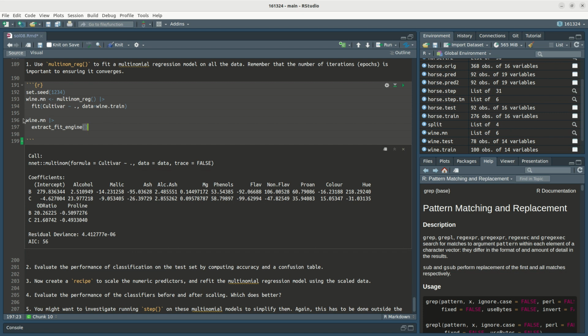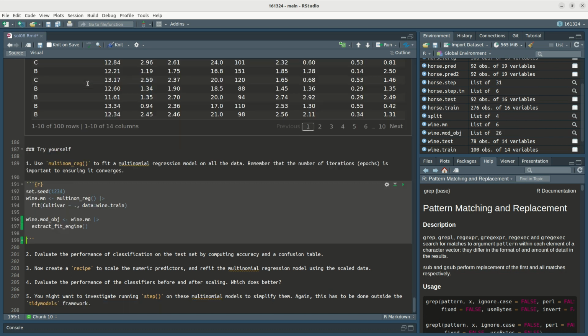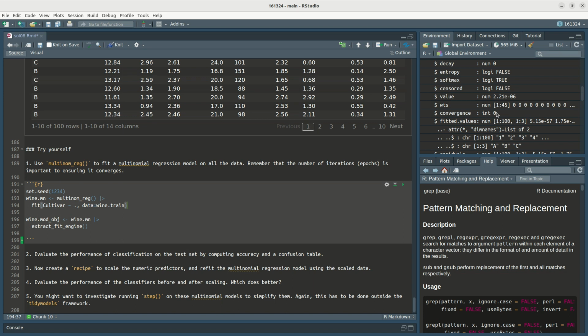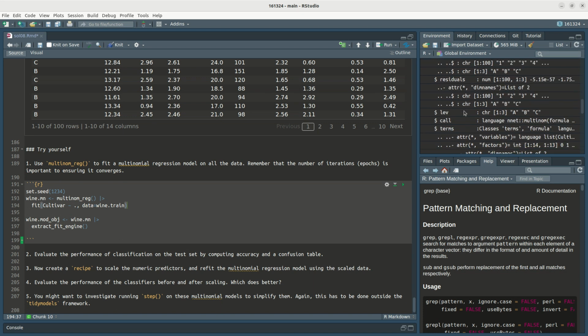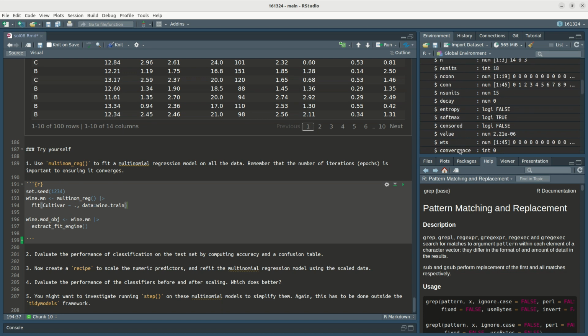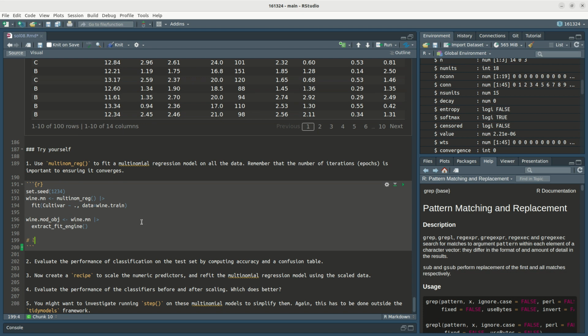If I assign that wine.mod object and have a look at it in here, then I can see that it's a list of 26 different things. And if I go and have a look at it, we've got lots of stuff. So we've got the decay, we've got convergence, that's the thing I'm actually interested in. There's a bunch of fitted values and residuals and all sorts of things. So the thing I want to look at is convergence.